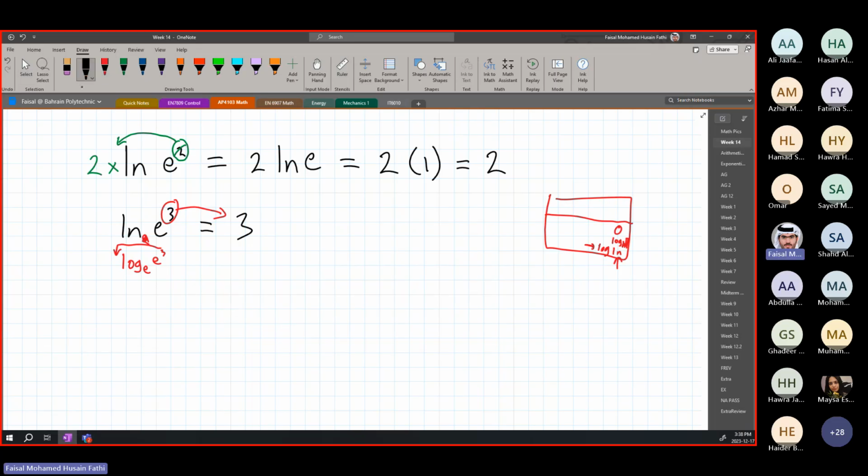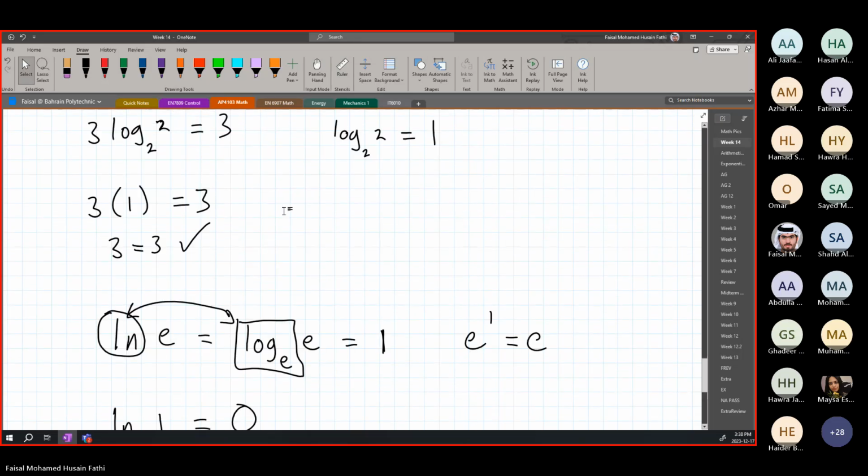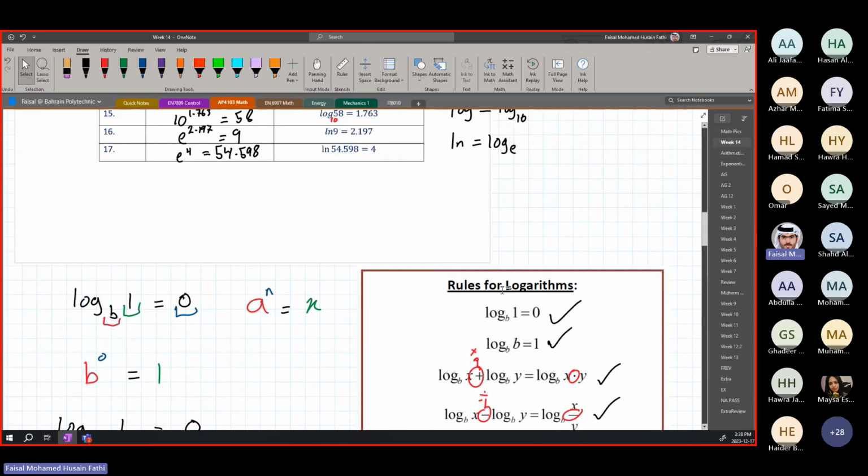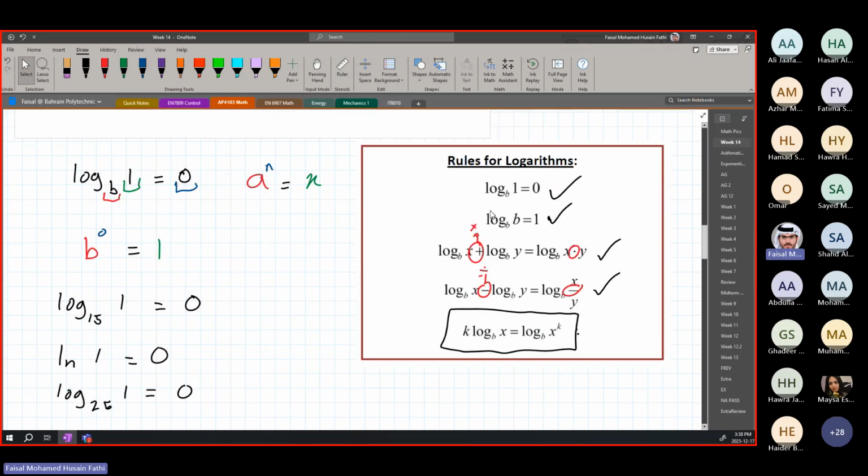Which second rule? Do you mean this one, the power? This 3? This one? Is this what you're asking about? From here, which rule are you talking about? The second rule over here?